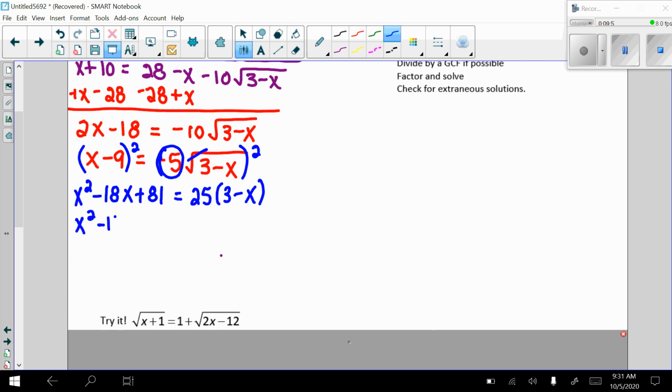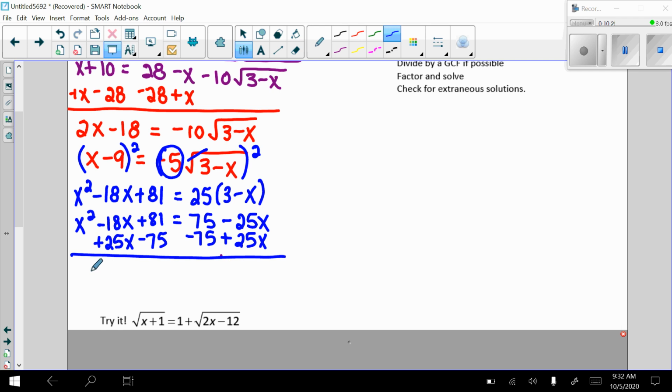So left side is unchanged. Right side you have to distribute. And now again, we are dealing with a quadratic equation. It has x squared in it. So we have to set everything equal to 0, and hopefully we can factor. The equation we should get now is x squared plus 7x plus 6 equals 0.